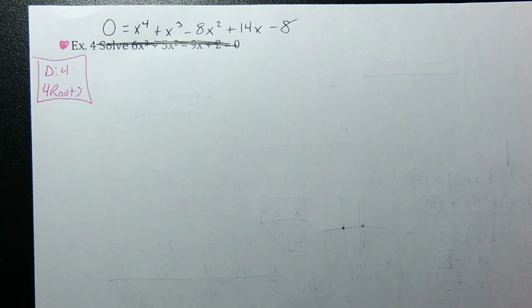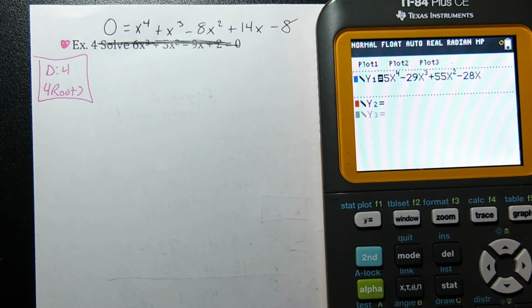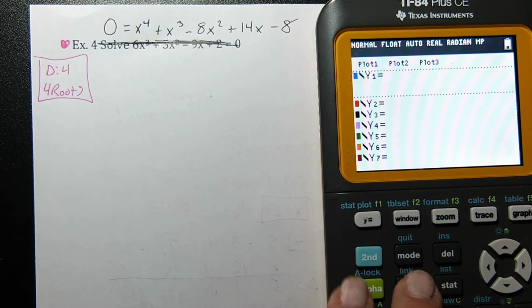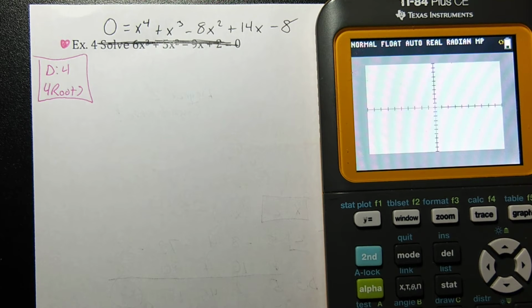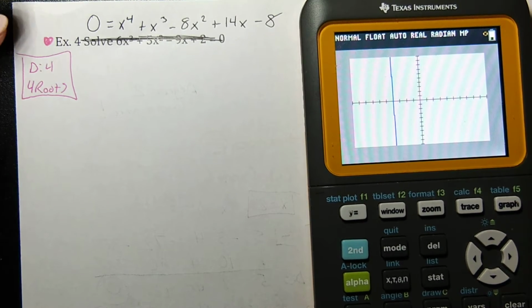We're going to look at the graph and see if we can find any of those roots exactly. So go ahead and type that equation in. x to the 4th plus x to the 3rd minus 8x squared plus 14x. Well, hey, that looks pretty good. How many real roots do I have?